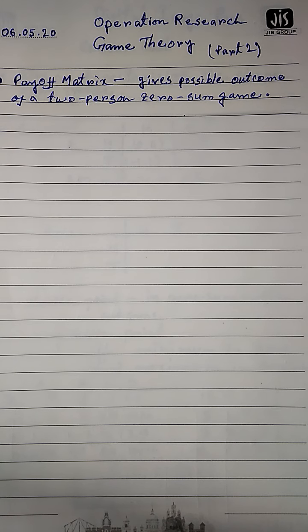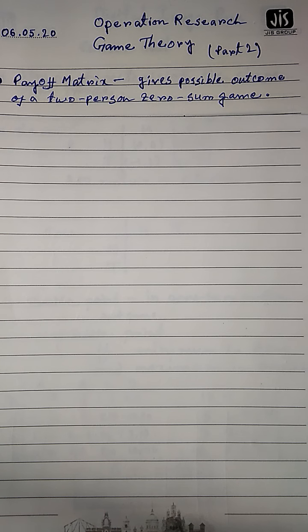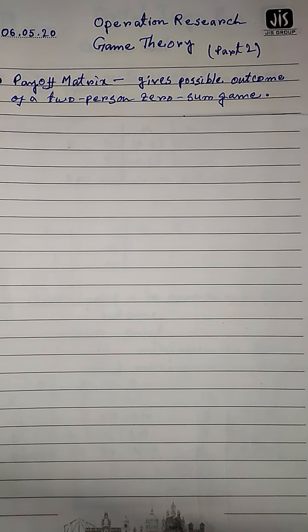When player A has M possible moves and player B has N moves, the analysis of the matrix is done in order to determine optimal strategies, which is the aim of the game. Now you need to know what a zero sum game is.